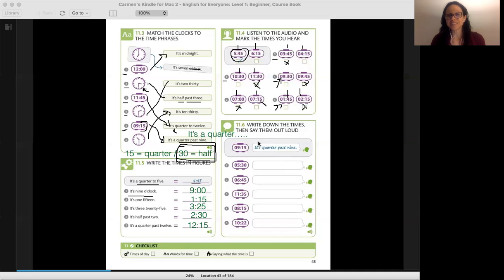And then let's do the last exercise together as well. So here it's the opposite. We're given the numbers and we have to write it out in words, okay? Again, we'll do this together. Here's an example. We have 9:15. And so if someone asks us, what time is it? We say, it's 9:15. And so this one right here, number 1, 5:30. So how will we say this in words?